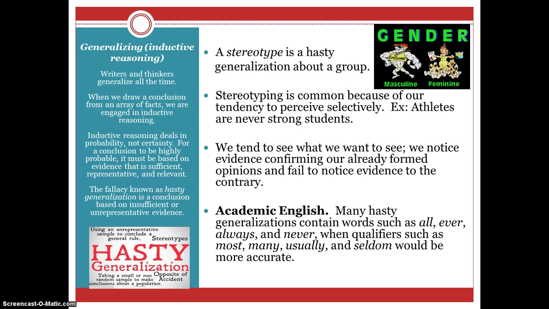Stereotyping is common because of our tendency to perceive selectively. Example: athletes are never strong students. We tend to see what we want to see. We notice evidence confirming our already formed opinions and fail to notice evidence to the contrary. Academic English: many hasty generalizations contain words such as all, ever, always, and never, when qualifiers such as most, many, usual, and seldom would be more accurate.